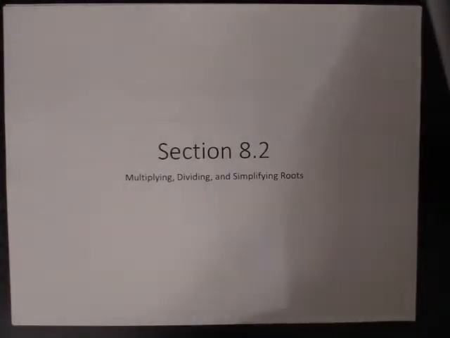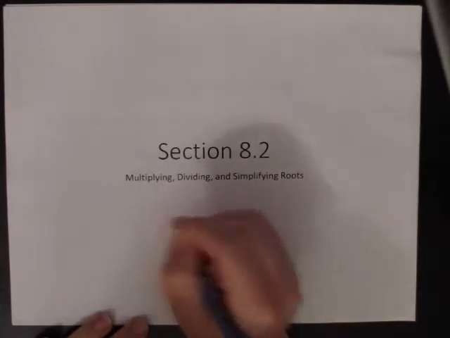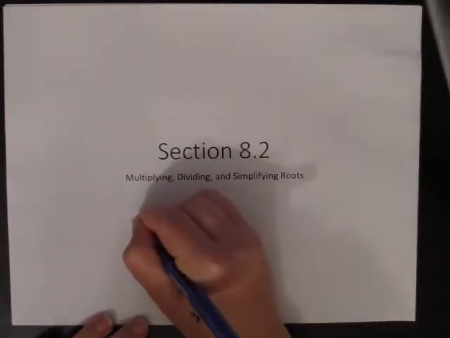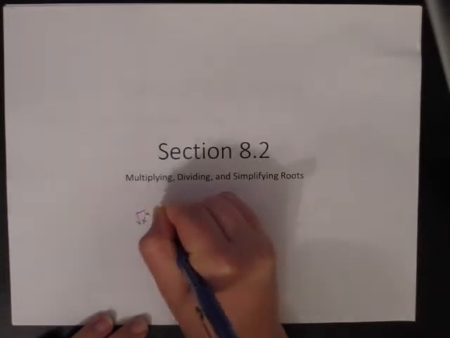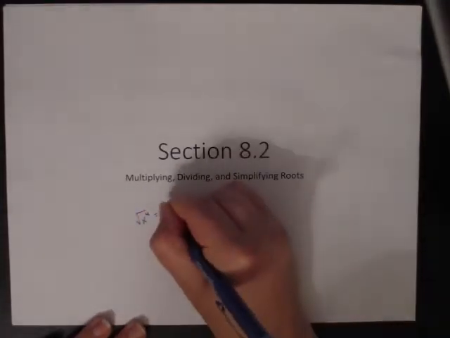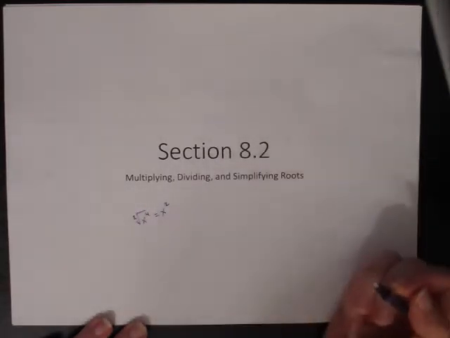Alright guys, so today what we're going to look at is 8.2, which is multiplying, dividing, and simplifying roots. The first thing I want to go over with you really quickly before we get going is, in 8.1 we talked about if we took the square root of x to the fourth, that would be x squared, because all you do is you take this even root and you divide the two.